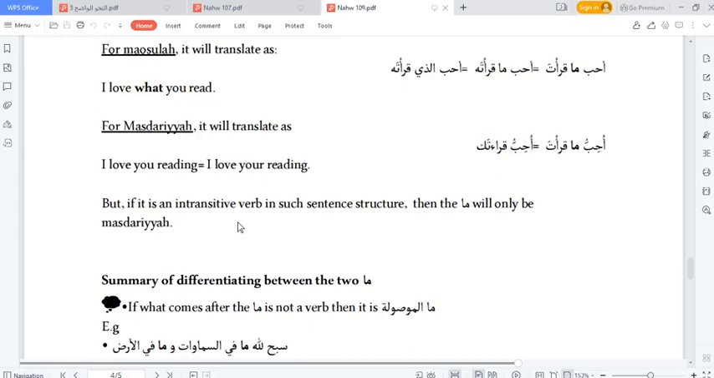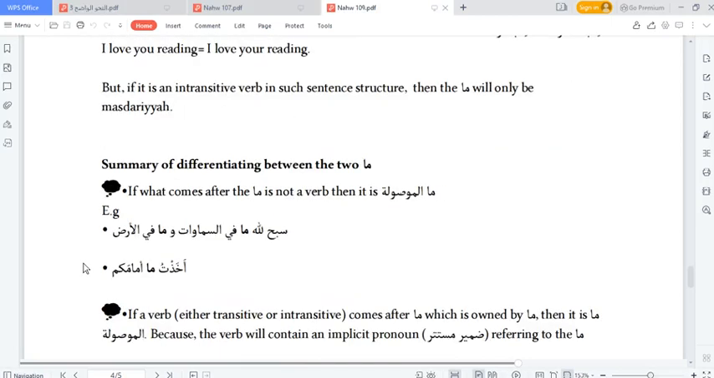It was an intransitive verb. It will be ma masdariya. So if I say uhibbu ma jalasa, it cannot be I love what you sit. No, it will be what? I love that ma jalasta. Astaghfirullah. Uhibbu ma jalasta. It will be what? I love that you are sitting, and it will be uhibbu julusak, I love your sitting. So if it is an intransitive verb in that context, coming after the ma, intransitive meaning it does not have maf'ul bihi, then it will be ma al-masdariya. I hope you get.